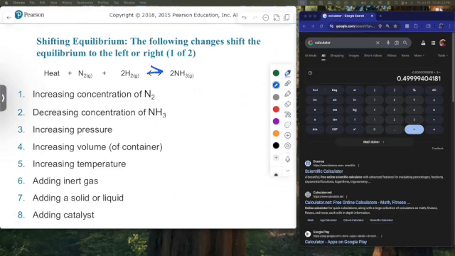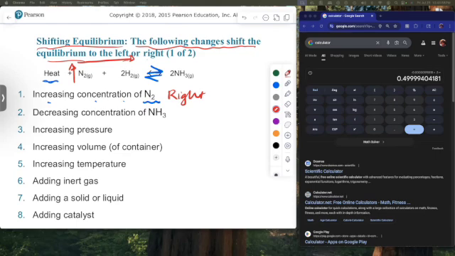In this question, we're dealing with an equilibrium, and it says it's endothermic. Increasing the concentration of the reactant. Let me use red for increase. Increasing the reactant causes the reaction to shift right. Oh, they did say shifting equilibrium. The following changes shift the equilibrium to the left or right. So we have to say it. So I'm saying this shifts to right.